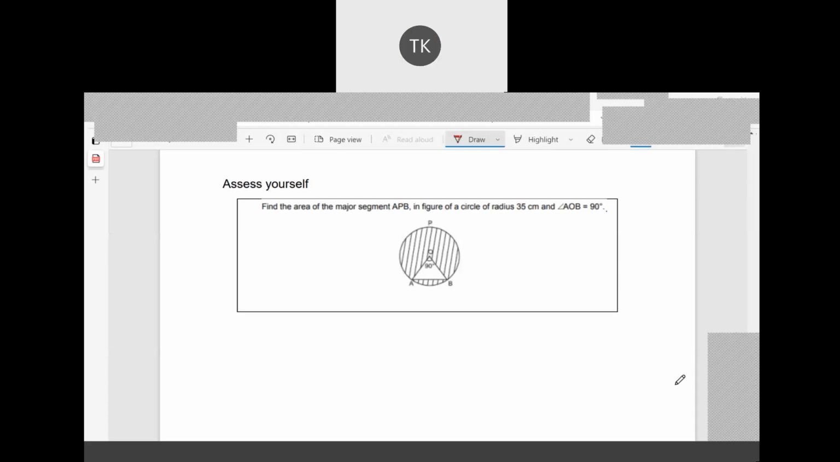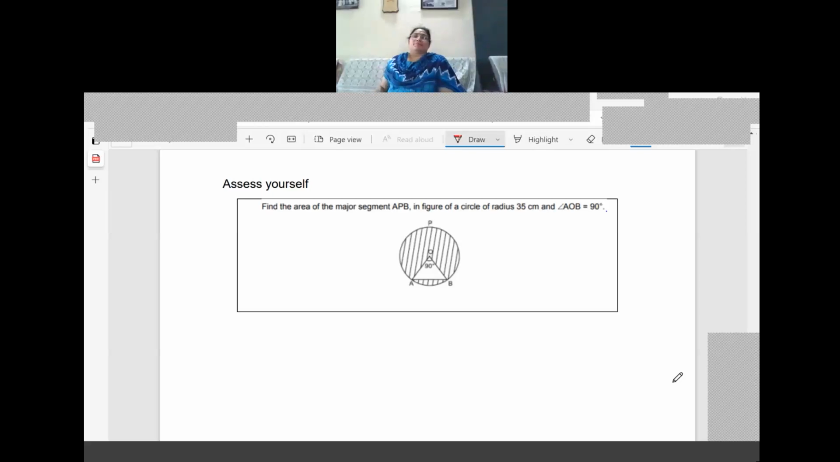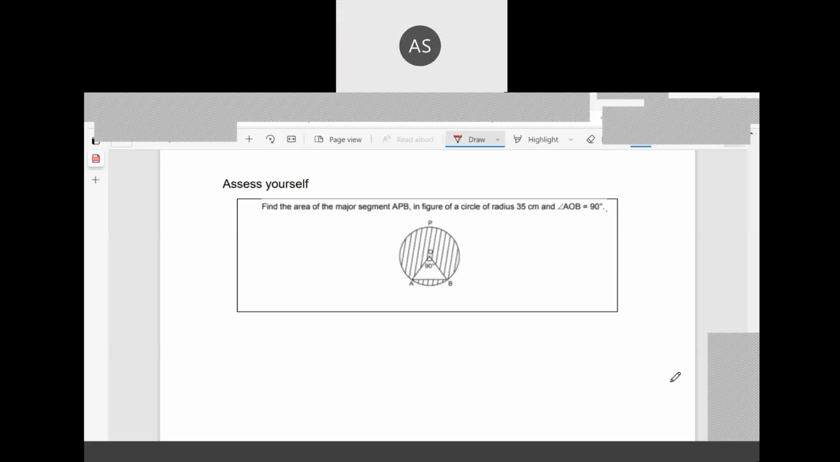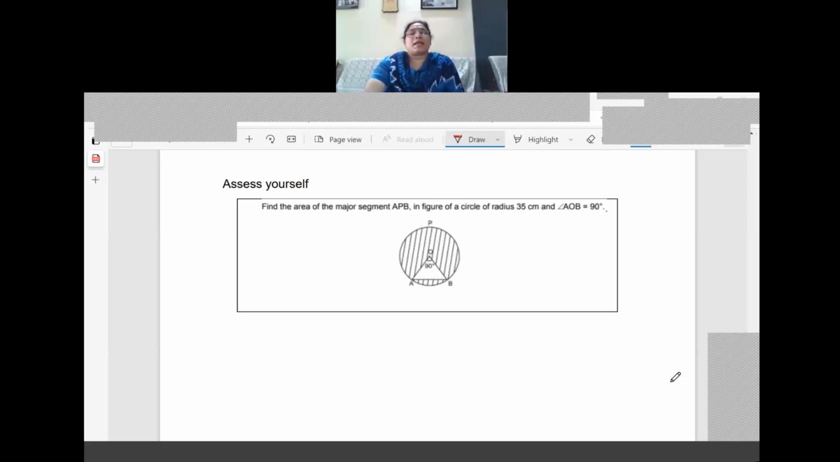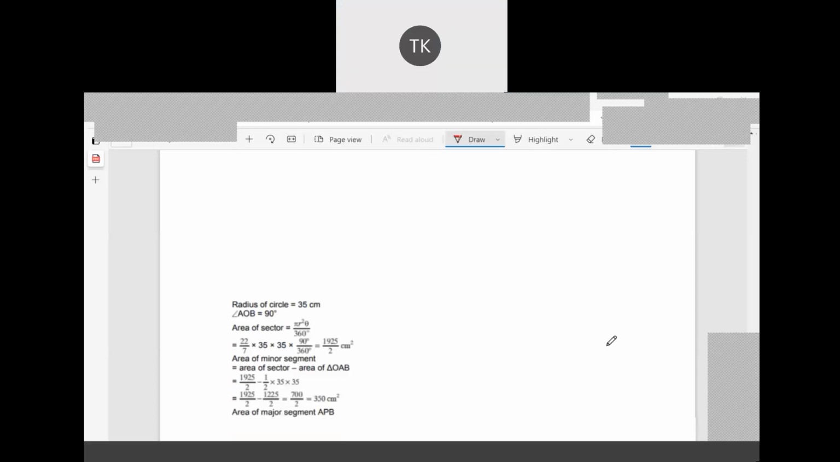Ma'am, area of minor segment will be 350 centimeter square. Ma'am, minor segment 962.5 centimeters square. Ma'am, answer is 1625. Area of major segment 2887.5. 3500. Okay, now let me show the answer. I'll show the steps now.